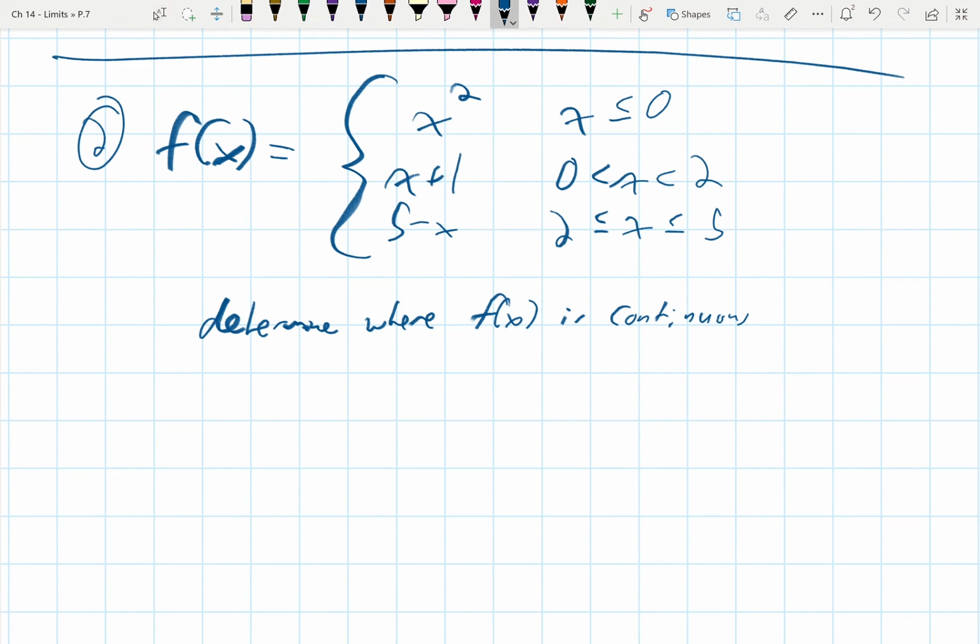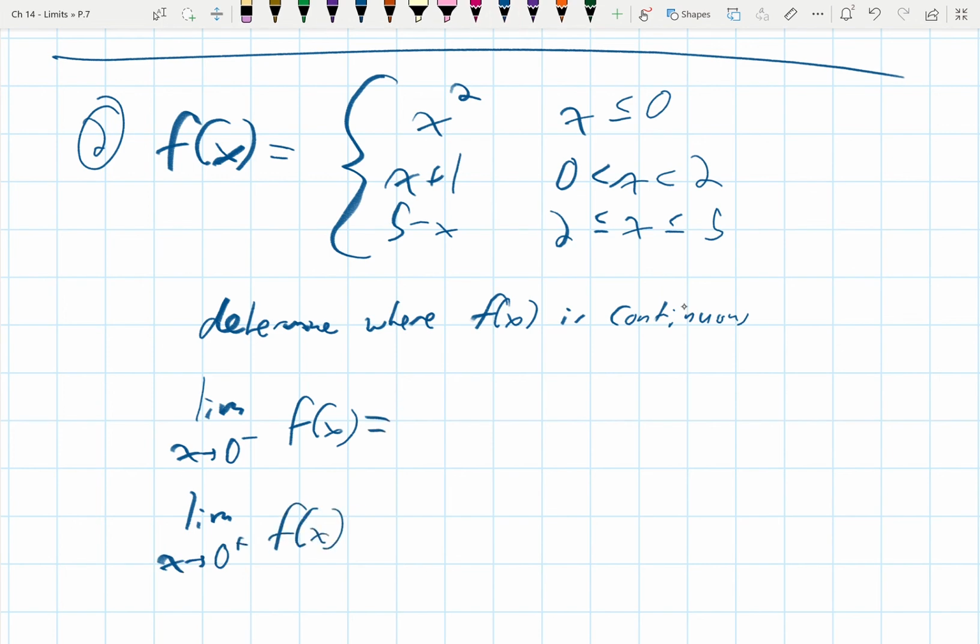Okay, let's start with looking at the one-sided limits, because that's really where we need to examine. I need to examine the points at which the graph changes from one piece to another piece. So I want to look at the limit as x approaches 0 from the left of f of x, and I want to look at the limit as x approaches 0 from the right of f of x. What is the limit as x approaches 0 from the left? 0. Yeah. As I approach from the left, I'm looking at this curve here. That is approaching from the left whenever x is less than 0. And the value would be 0 squared, or 0.